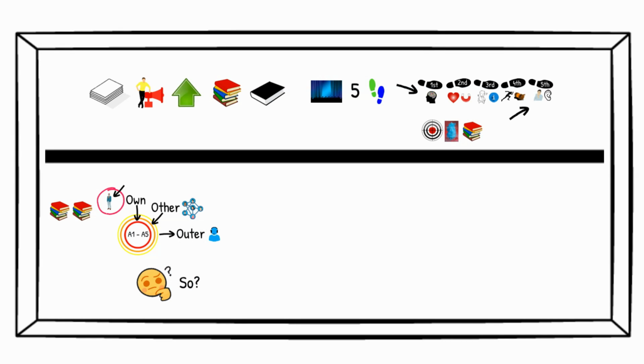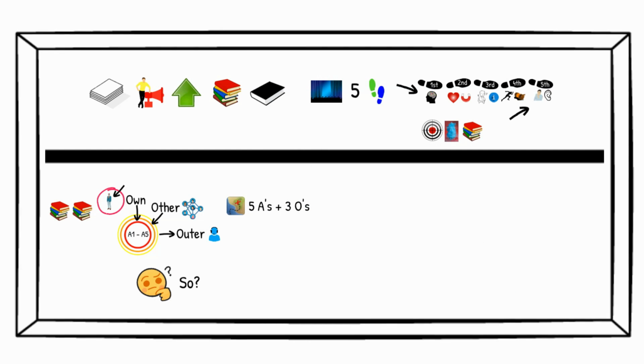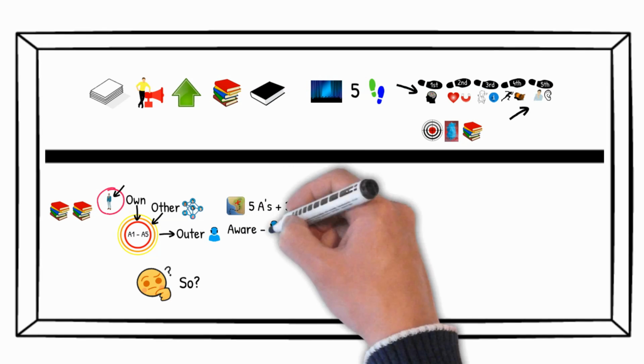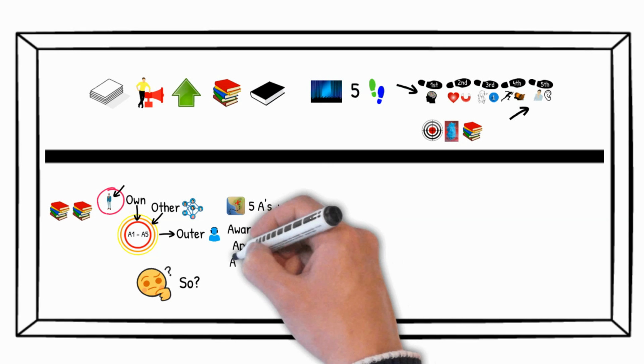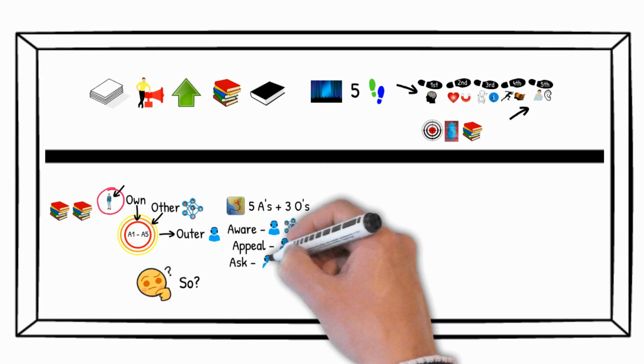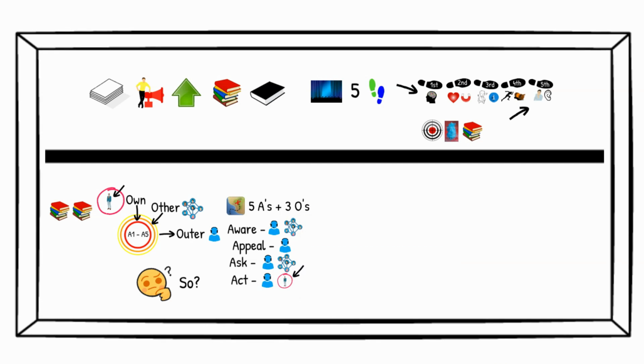Well, the authors mapped out which influences work at which step so that we could understand the activities we should improve at each of them. They are as follows. Aware, outer and other. Appeal, mostly outer. Ask, again outer and other. Act, outer and own. And advocate, own.